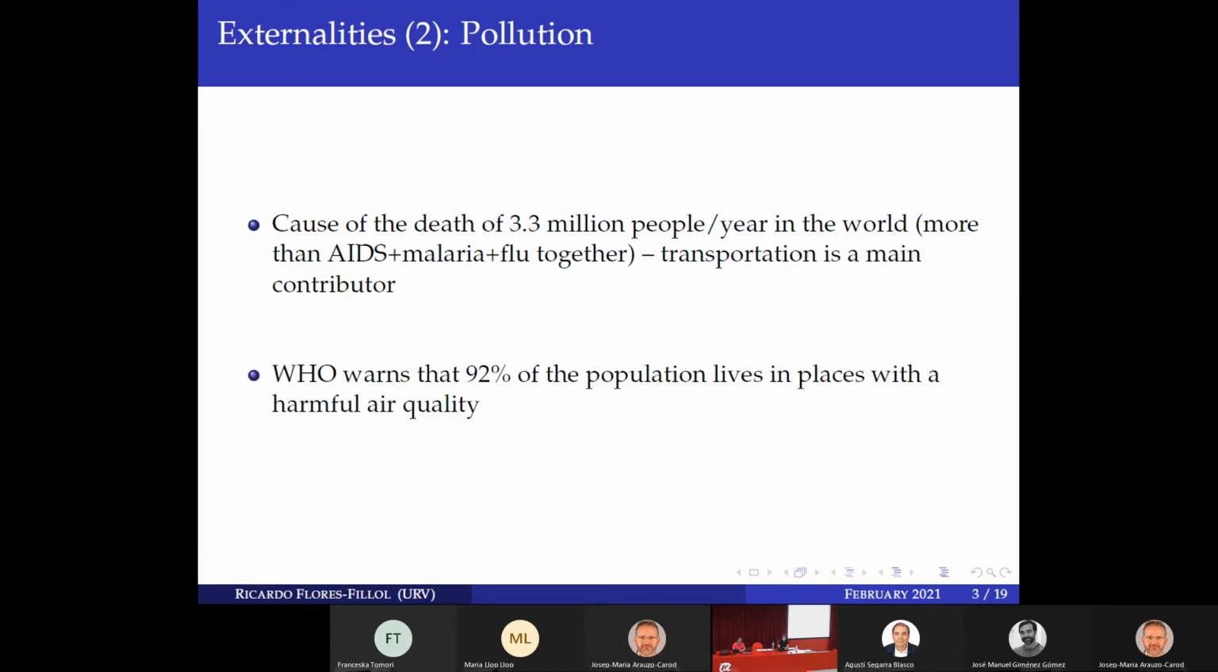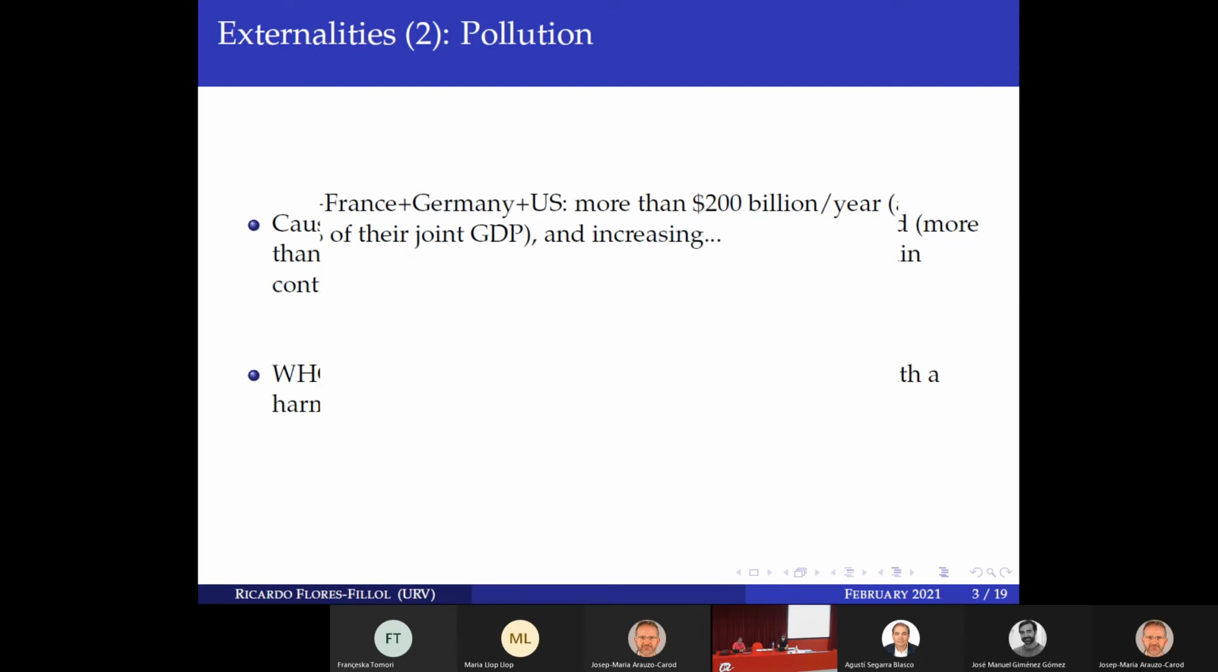The World Health Organization warns that 92% of the population lives in places with harmful air quality. And transportation is the main contributor to pollution. In some areas like China, there are also some factories in cities that generate local pollution, etc. But in most of the countries, especially in Europe and America, pollution is basically related to transportation. So transportation, again, is the main contributor to pollution.